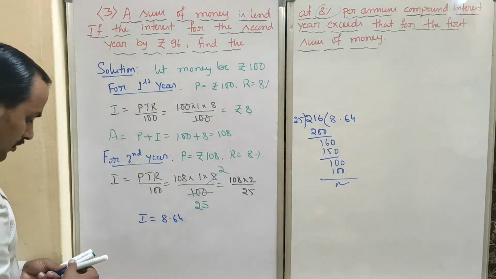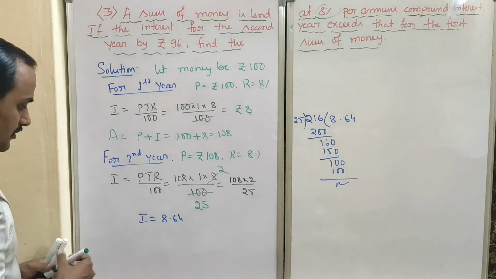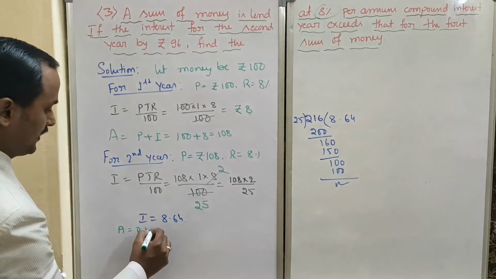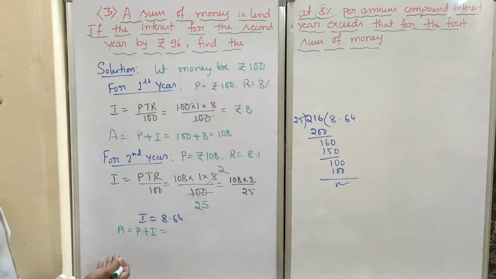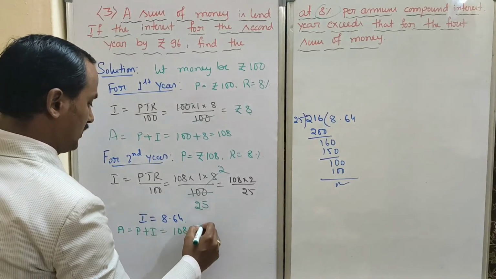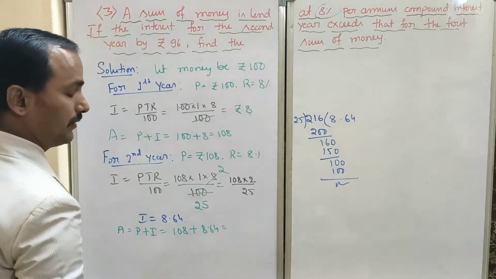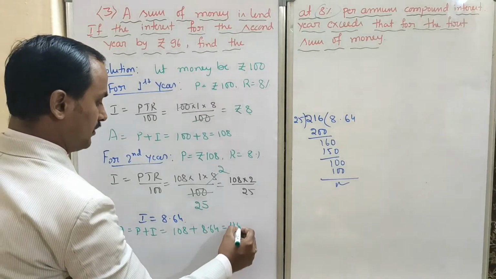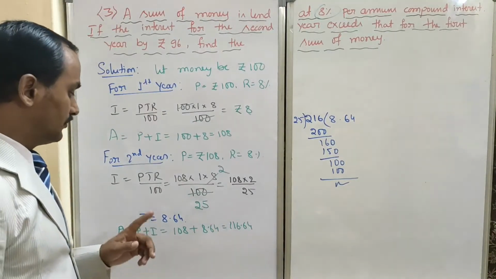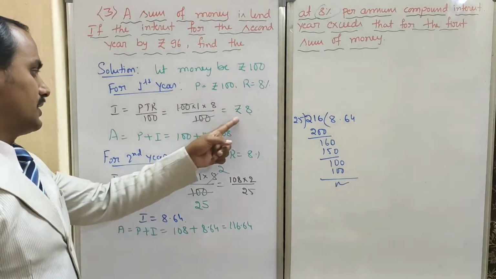Okay, then the second year amount is equal to principal plus interest. This one we don't need, I am just writing. See, 108 plus 8.64 is equal to 116.64, as 8 plus 8 became 16. Now I want the difference between the first year compound interest and second year compound interest.